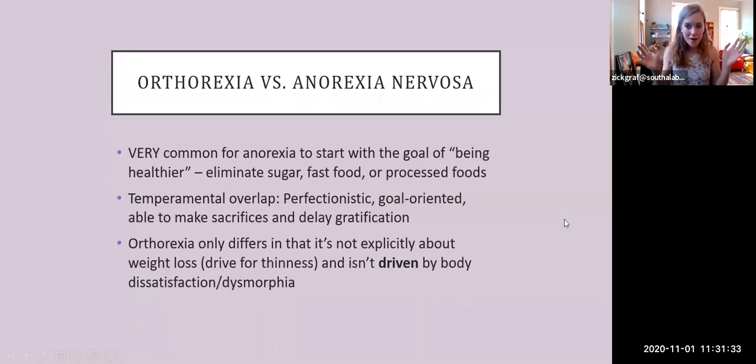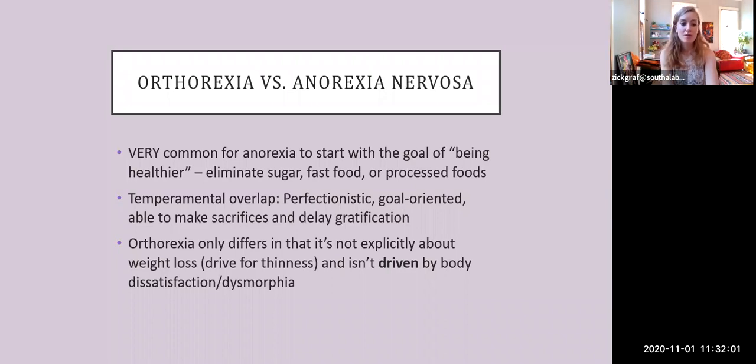So anyway, I kind of just said all this, but it is really common for anorexia to start with a sort of general vague goal of being healthier. And a lot of the foods that we consider unhealthy are also foods that are calorically dense. So if you cut them out, you often will lose weight if you're extremely rigid and adherent to that diet. There is a temperamental overlap between orthorexia and anorexia nervosa. People with both tend to be perfectionistic, they tend to be goal-oriented, able to make sacrifices and able to delay gratification in pursuit of a goal.